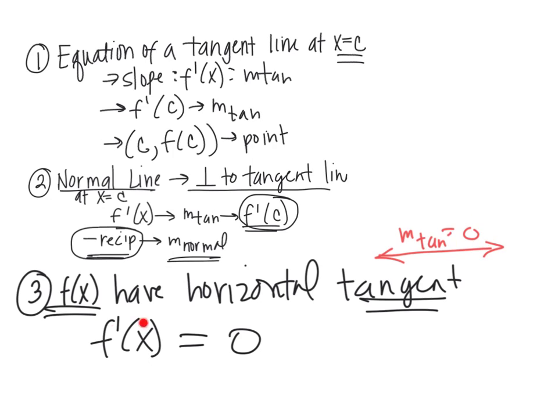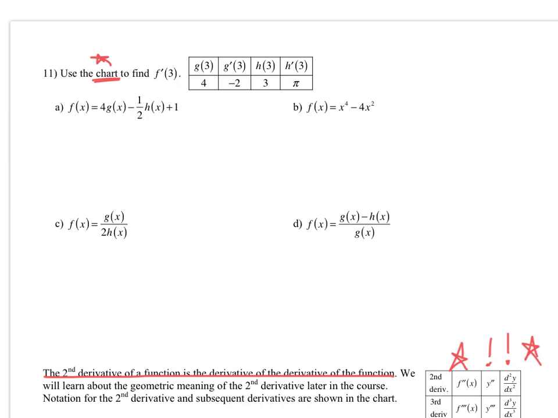What that means is that the derivative is 0. And once you find the derivative and set it equal to 0, you will then use algebra to solve for x, to find the x values at which the function has a horizontal tangent.